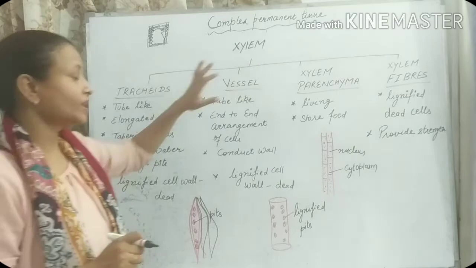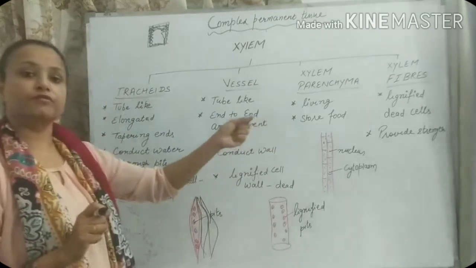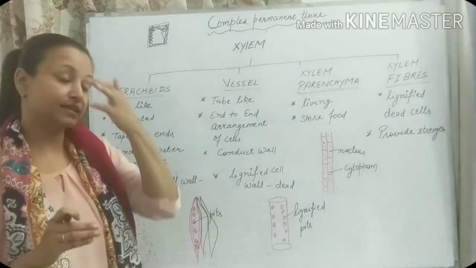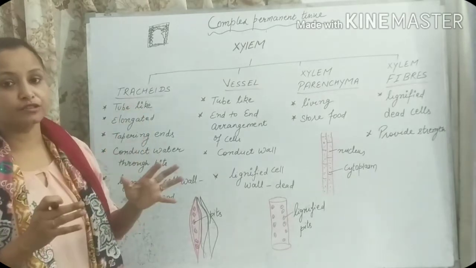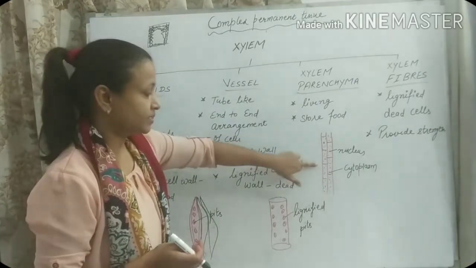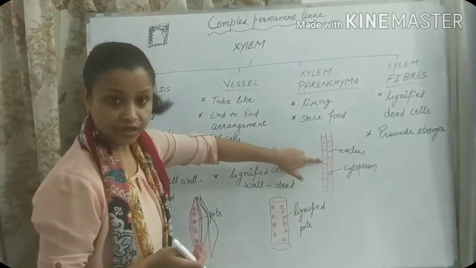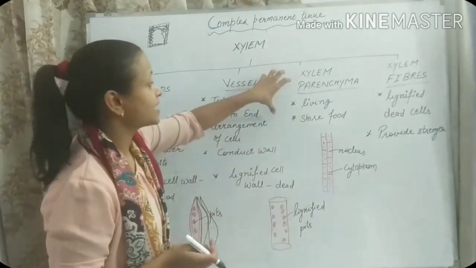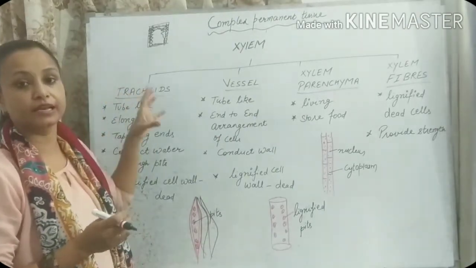Got it? And the third cell is xylem parenchyma. It is the same as what we have read in the parenchymatous tissue. As we know, parenchyma cells are living cells. They have a nucleus, dense cytoplasm, and all the cell organelles. You can see here the parenchyma cells are joined tightly. They have a prominent nucleus and a dense cytoplasm, and they are living cells. So only xylem parenchyma is living among all the 4 kinds of cells of xylem tissue.